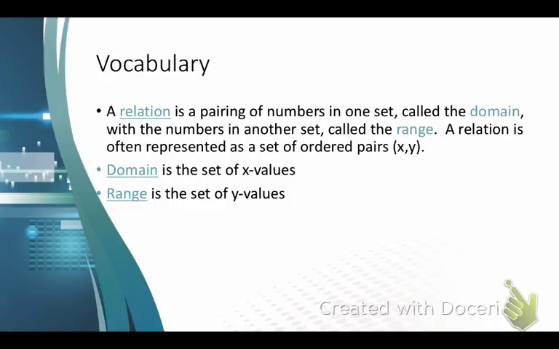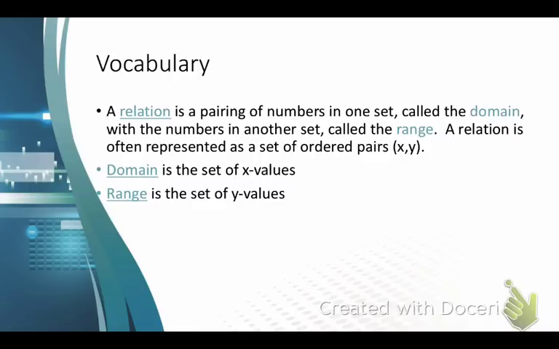In the definition, it does use two other vocabulary words, domain and range. So a relation is a pairing of the numbers in the domain paired with the numbers in the range, and that's often represented as an ordered pair. So what's the domain and range? A domain is the set of x values, so the first value in an ordered pair, and the range is the y value, or the second number in the ordered pair. That will always be true. Domain is the x value, range is the y value.